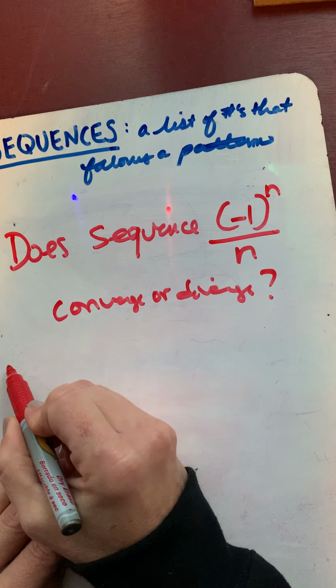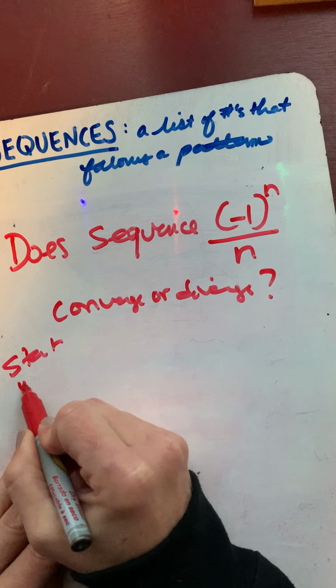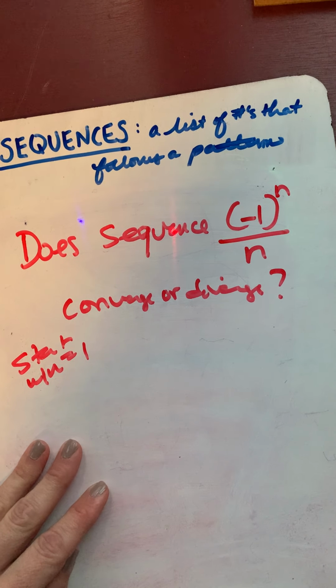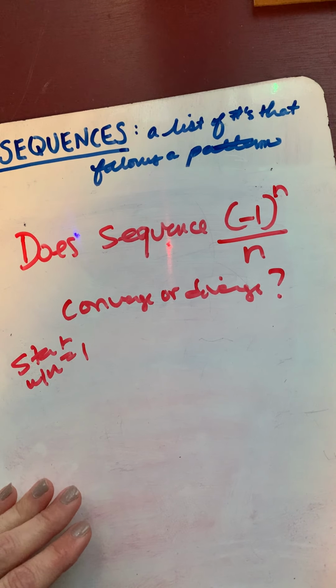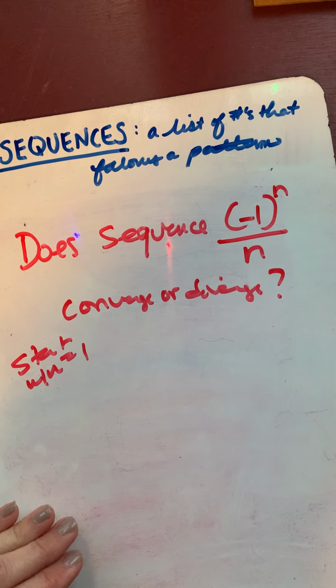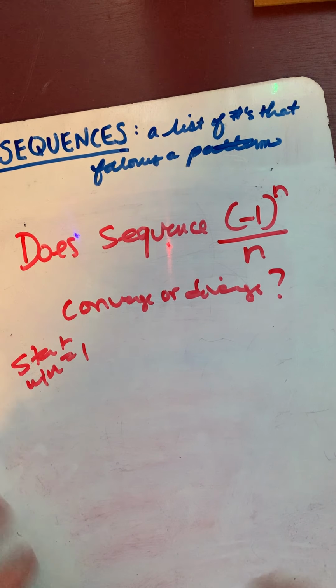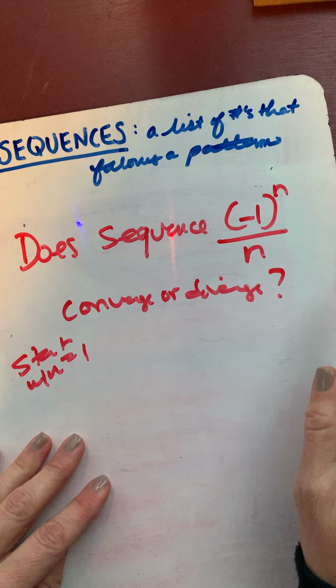So let's see what happens. We're always going to assume we start with n equals 1 unless we're told otherwise. So don't get too stressed out about the whole where are we starting. You'll know soon enough when we're starting. So for right now, just go with it. So let's just get the first few terms of our sequence.